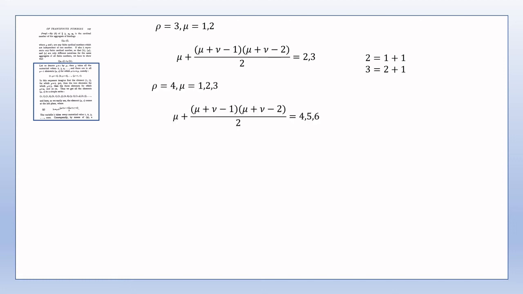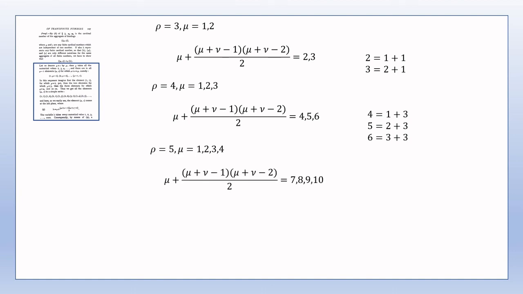For rho equals 4, the function returns the values 4, 5 and 6, that is 1 plus 3, 2 plus 3 and 3 plus 3, where 1, 2 and 3 are the possible values of mu on this grouping, and the value of kappa is 3 when rho equals 4. In a similar way, for rho equals 5, we get 7, 8, 9 and 10, that is 1 plus 6, 2 plus 6, 3 plus 6 and 4 plus 6, and so on.